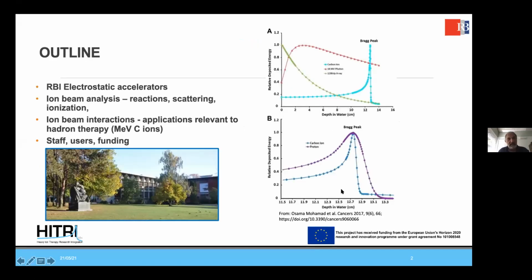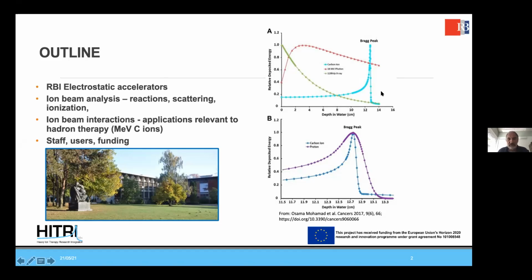So my outline of the talk will be, I will just tell you a little bit about electrostatic accelerators, something about ion beam analysis, which is one of my main applications of such facilities. And I'll try to refer also to some topics that are important for the topic of this masterclass, and something about the staff, users, and funding.